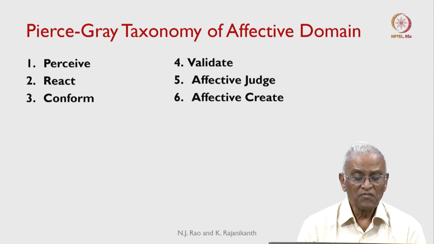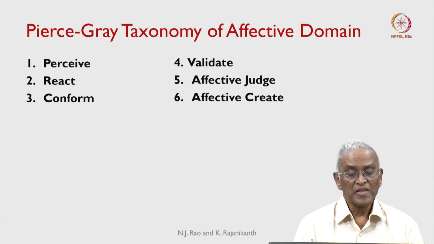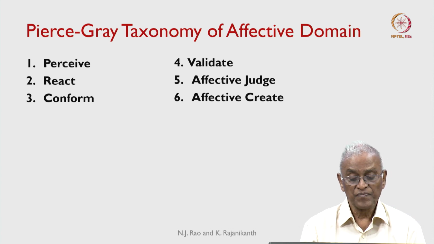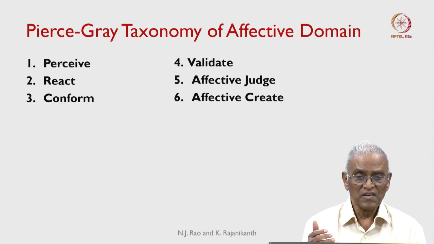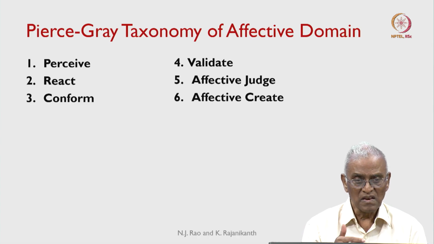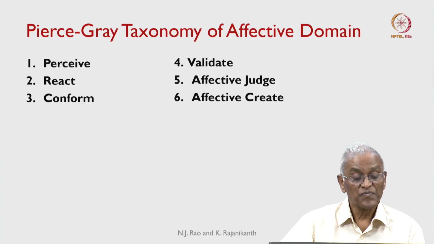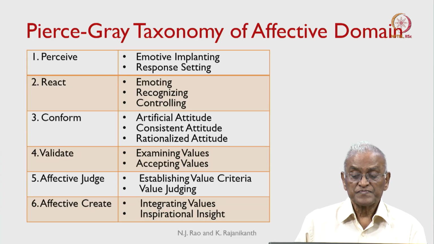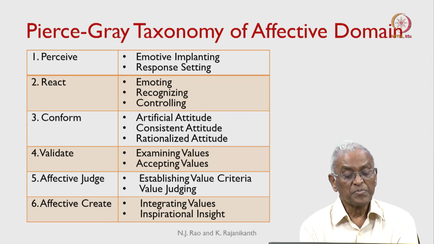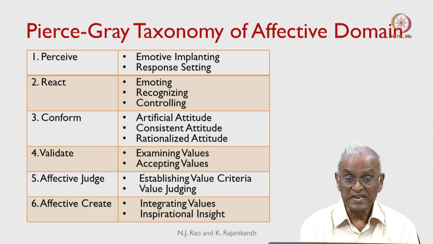And Peirce and Gray, what they have done is they have arranged them depending on the amount of cognitive activity that is involved. For example, affective create will have the highest level of cognitive activity, whereas perceive is the lowest level of cognitive activity. Okay. Now Peirce-Gray taxonomy of affective domain, perceive, that is emotive implanting and response setting.